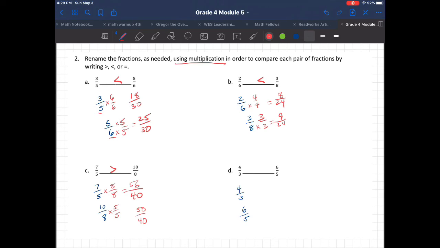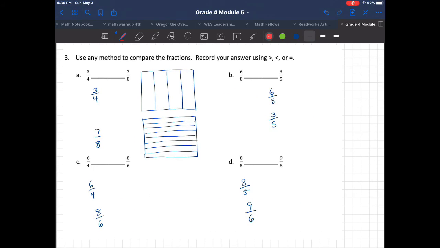And the last one, 4/3 and 6/5. Over 5 and 3 over 3. So we've got 20/15 and 18/15. 20/15 is just a little bit more. So number 3 says use any method.